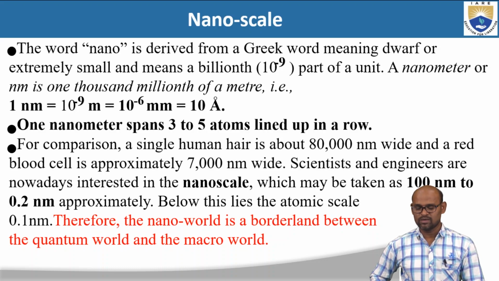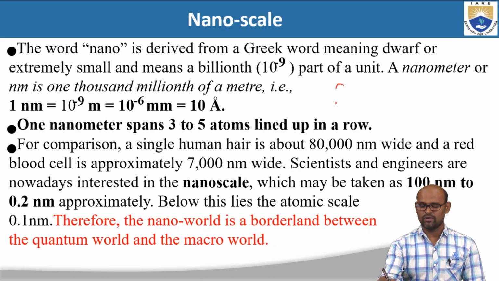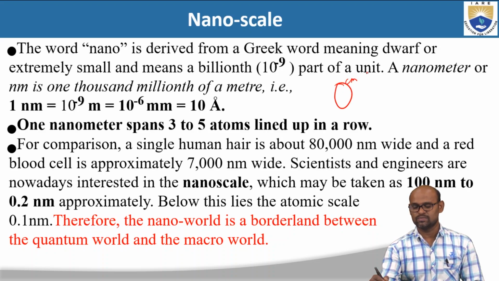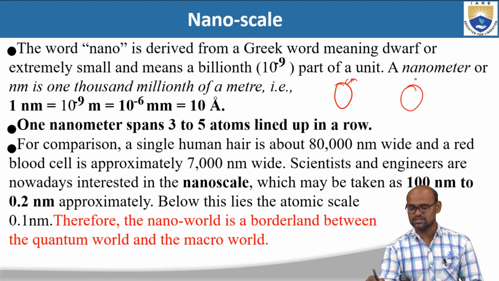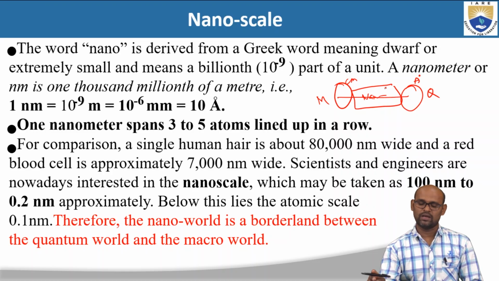Therefore, the nano world is a borderland between the quantum world and the macro world. You have a macro world, which is centimeters and millimeters. You have a quantum world, which is angstroms and below, and in between these you have the nano world.